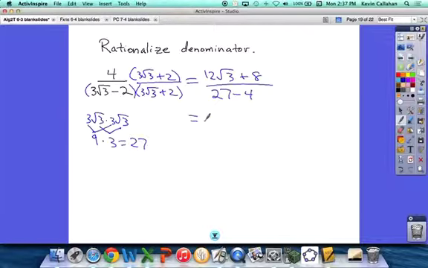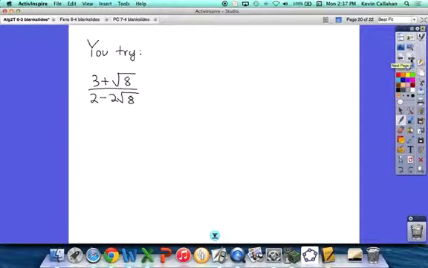So now we've got 12 times the square root of 3 plus 8 divided by 23. Can I simplify anything there? What kind of number is 23? It's a prime number, right? So no, you're not going to have any common factors with 23. So you're done. I think there's one more for you to do, and then that's it. So try that one.